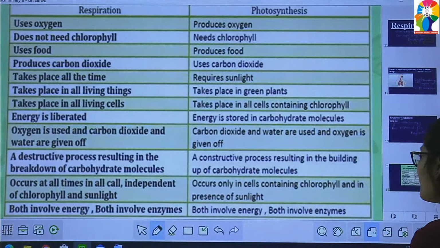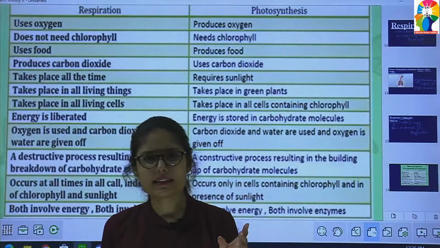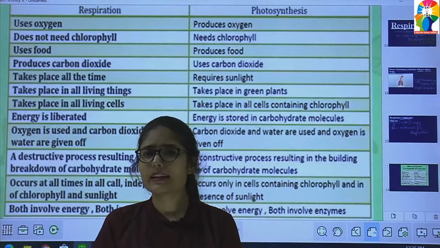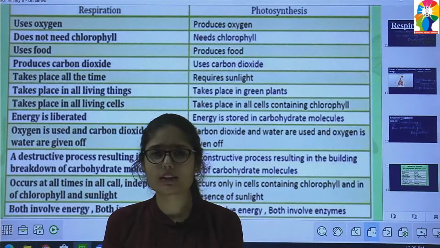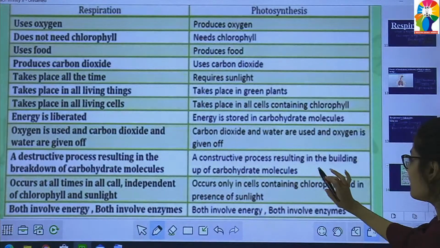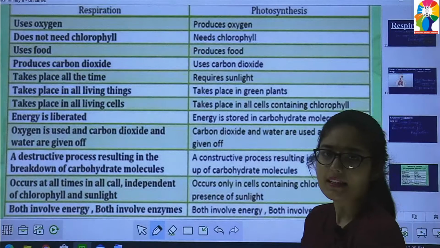But plants are dependent. Plants depend on the sunlight and the chlorophyll, without which they cannot survive, they cannot make their own food and cannot get the energy, alright. So photosynthesis occurs only in the cells containing the chlorophyll and in the presence of sunlight.